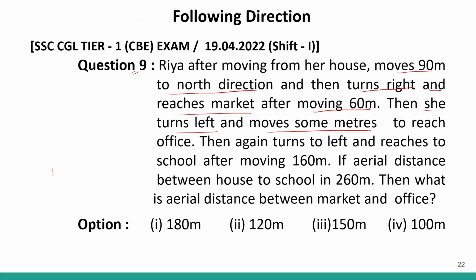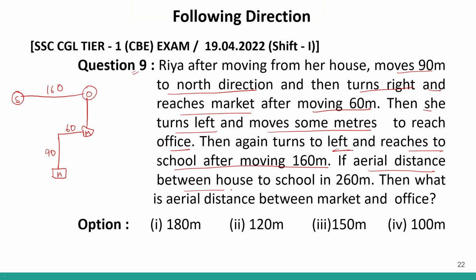So let me start from here. This is the house. She moved 90 meters towards north, then 60 meters towards the right and reached a market. Okay. Then she turns left and moves some meters. So how much distance is not known to us. To reach office. So office. Then she turns to left and reaches school after moving 160 meters. So from here, she goes 160 meters to reach a school.